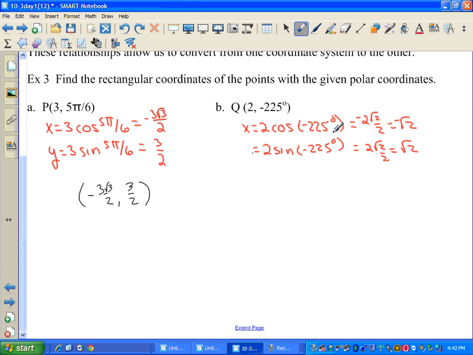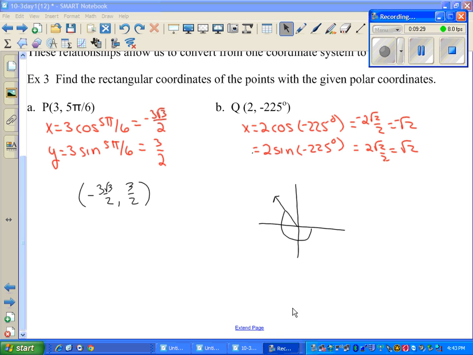In B, instead of using radians, we're using degrees, and negative 225 degrees puts us at really what I think of as 3 pi over 4. So here's 3 pi over 4. The coordinates are square root of 2 over 2, negative, and positive square root of 2 over 2.